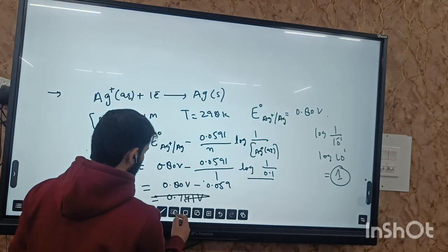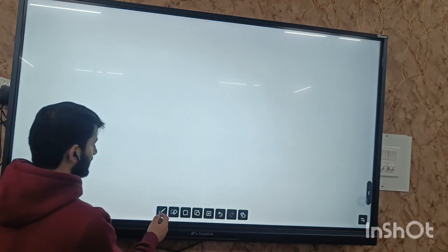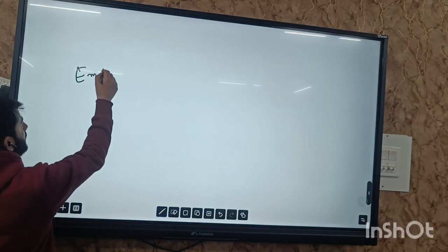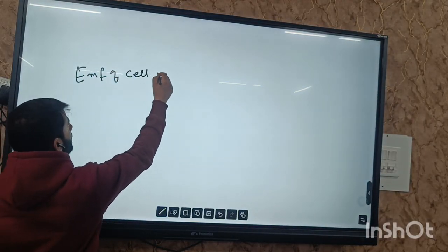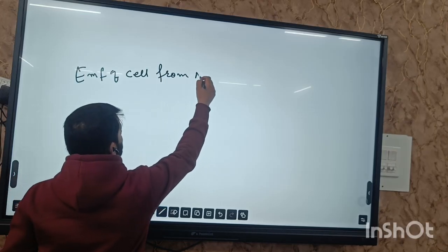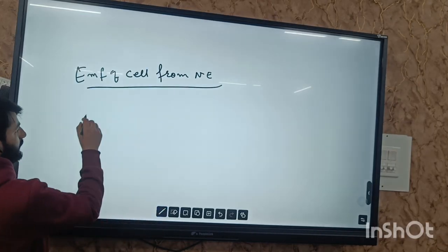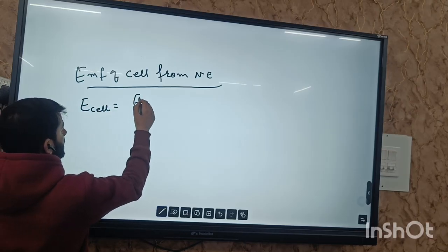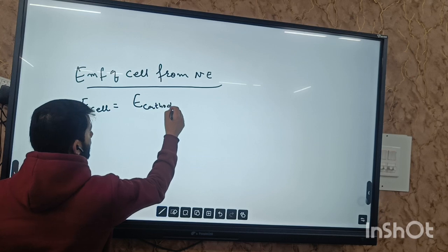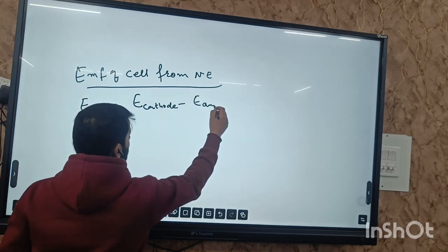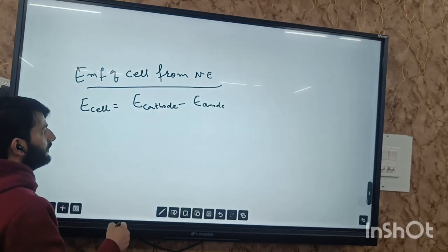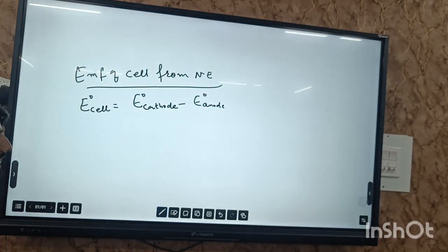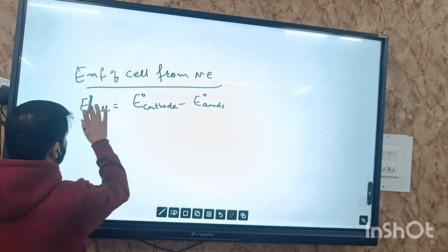Just one more thing: you know already that this is the electrode potential. How do we now get the EMF of a cell? For the EMF of the cell from the Nernst equation, you know that E cell is equal to E cathode minus E anode. Till now we have only talked about the standard EMF of the cell. Now when you don't have the standards, you can write it without standards.